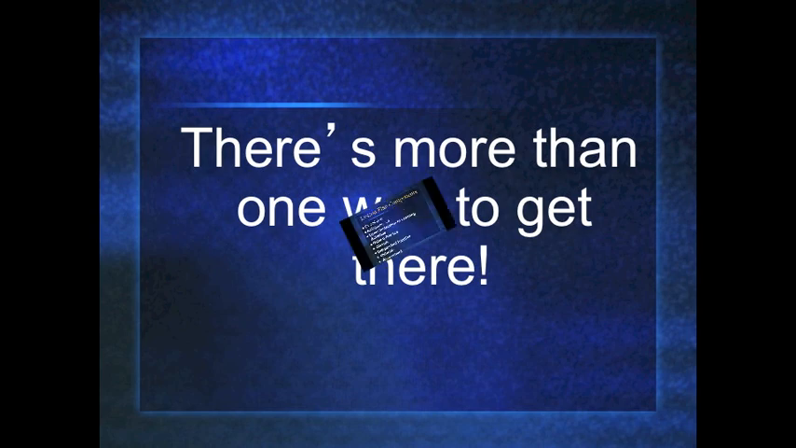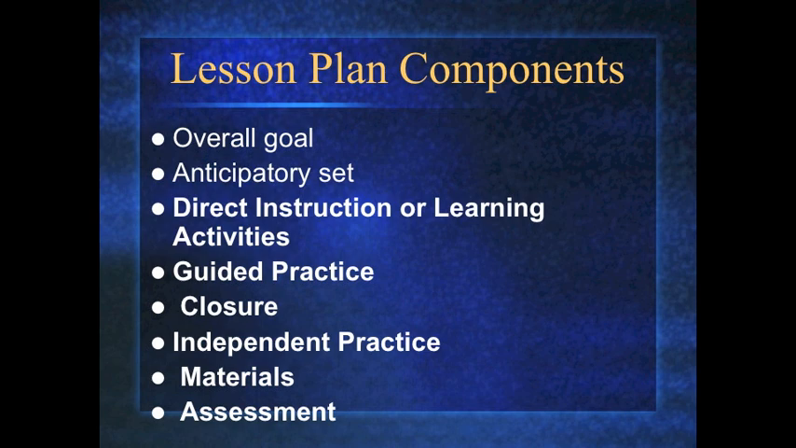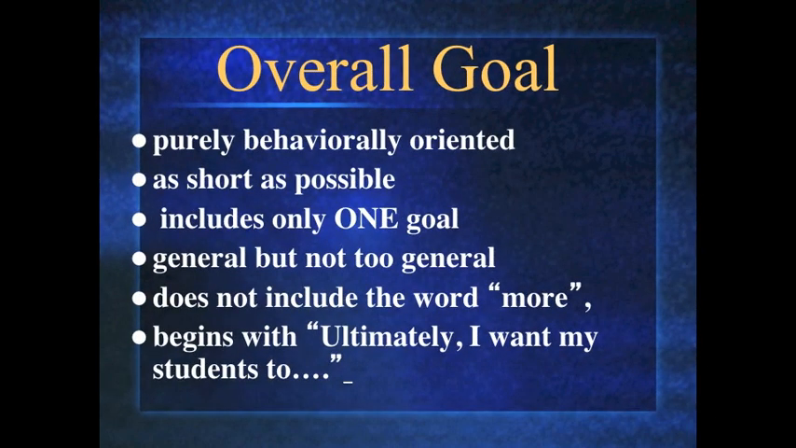There are 8 components to an effective lesson plan that I'd like to discuss. 1, the overall goal and objectives. 2, an anticipatory set. 3, direct instruction or learning activities. 4, guided practice. 5, closure. 6, independent practice. 7, materials. And 8, assessment. An effective overall goal specifically for a health education lesson plan: 1 is usually purely behaviorally based.